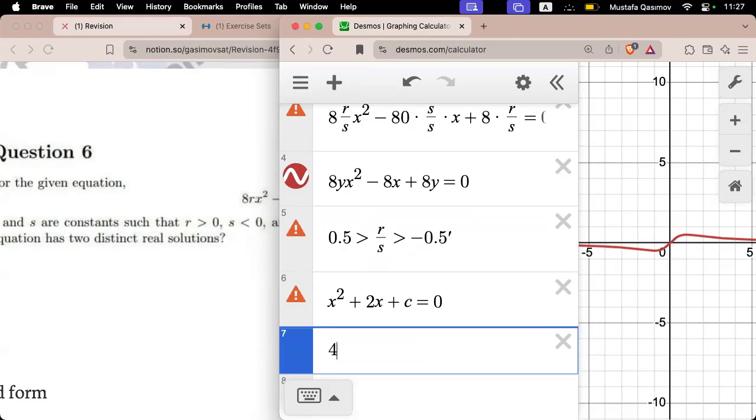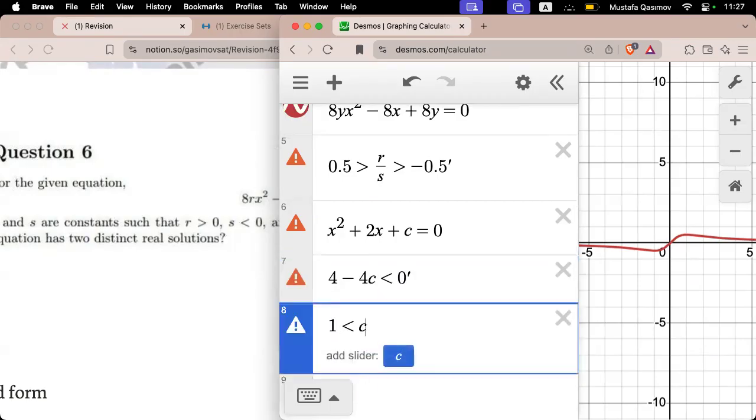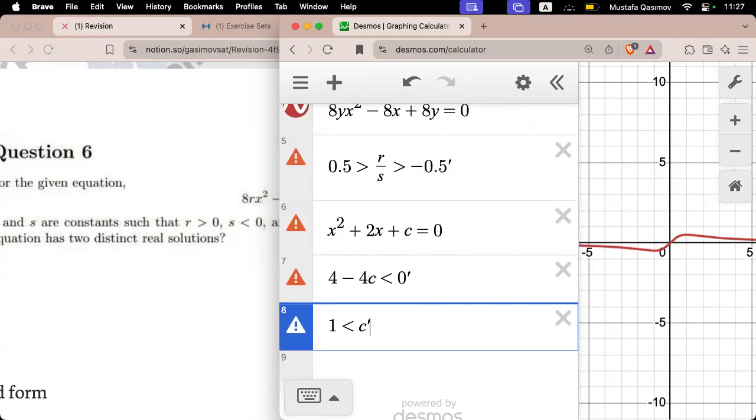b squared minus 4ac less than 0, right? Then c is greater than 1, right? So what's the value here? What's the minimum value of c here? It is 1, right? 2, right?